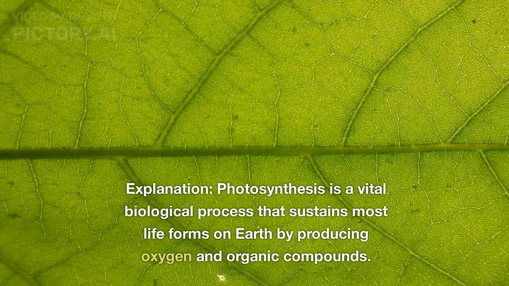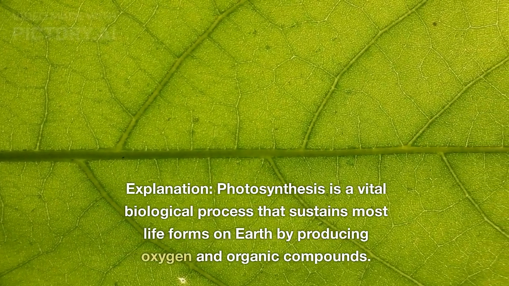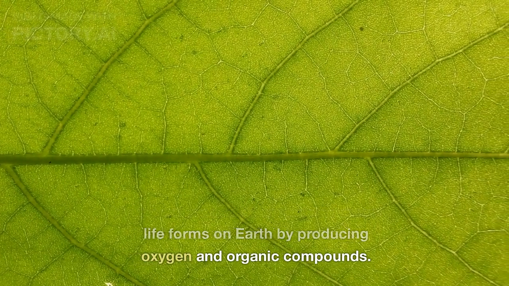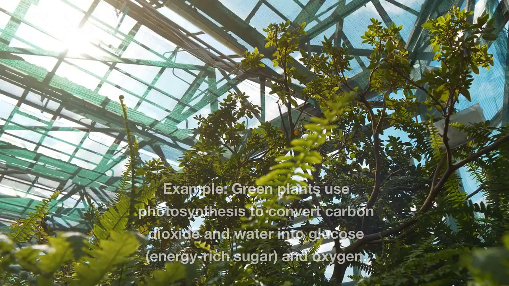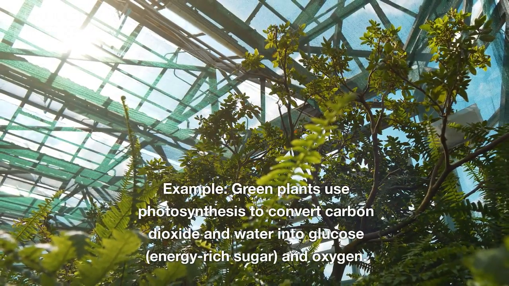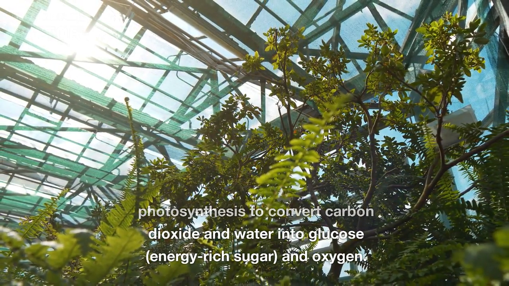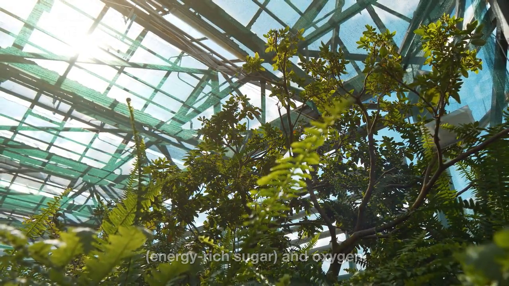Fact: photosynthesis is the process by which plants convert sunlight into energy. Explanation: photosynthesis is a vital biological process that sustains most life forms on Earth by producing oxygen and organic compounds. Example: green plants use photosynthesis to convert carbon dioxide and water into glucose, an energy-rich sugar, and oxygen.